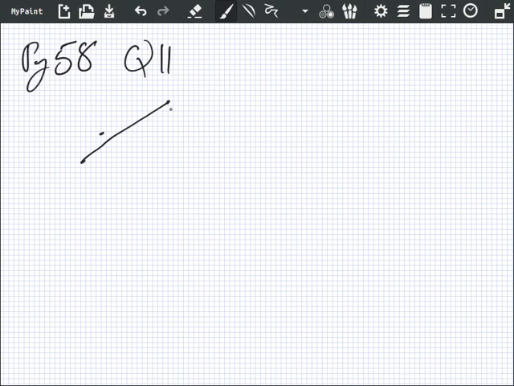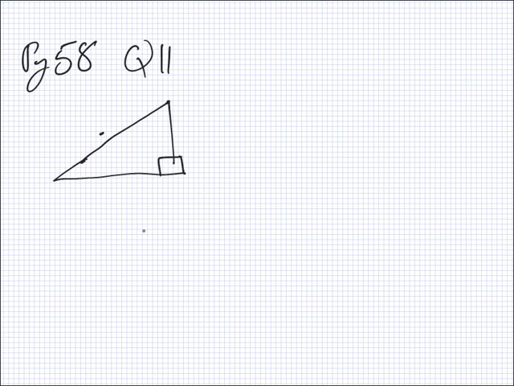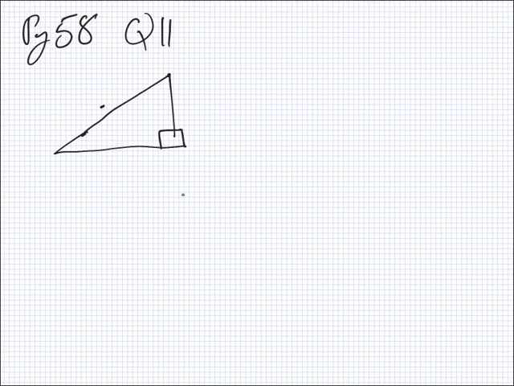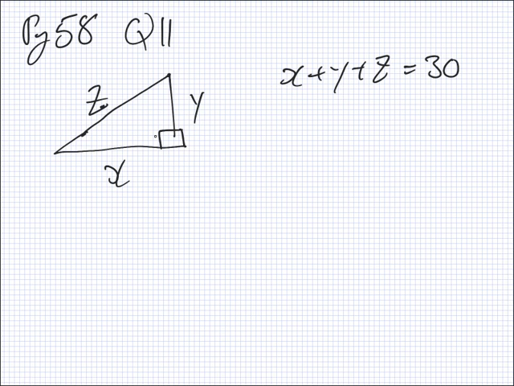Both the area and the perimeter of a right angled triangle is 30. Find x, y, z. What's the perimeter? X plus Y plus Z. And what do I say it's equal to? 30. The area is 30. What's the formula for the area here? A half by X by Y. That should equal 30. Or you could say X by Y equals 60.